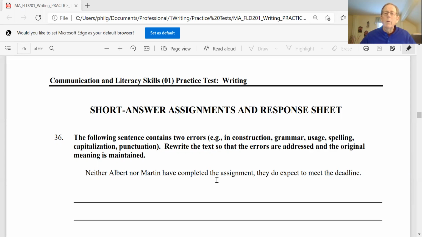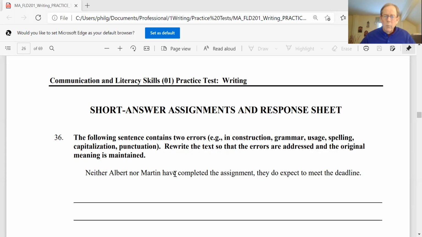Neither Albert nor Martin have completed the assignment, but they do expect to meet the deadline. That would preserve the original meaning, essentially. Many people don't see the other error or they're not sure about it. This would be a good example of a sentence where you'd want to just leave it alone after you fix the run-on sentence problem. The other error has to do with what we call subject-verb agreement.